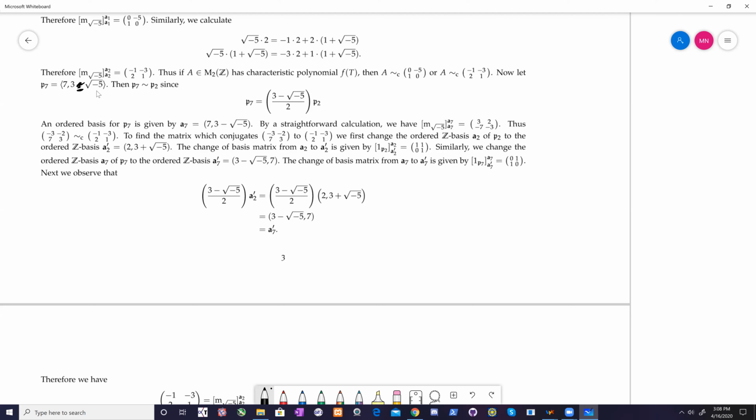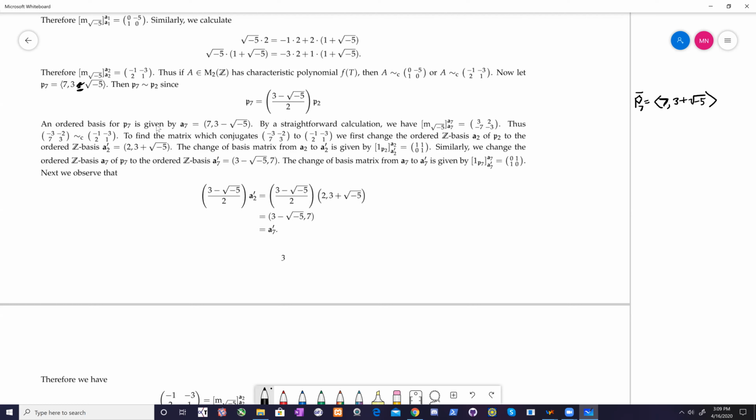And we'll see in a second, it's kind of interesting that P bar 7 is actually going to be the plus one, but we don't want that one right now. P bar 7 is equal to 7, 3 plus square root negative 5. We want P sub 7 with the minus here though. So this one's equivalent to P2, and you can show that this is the case. You can multiply this by P2 and you get P7.